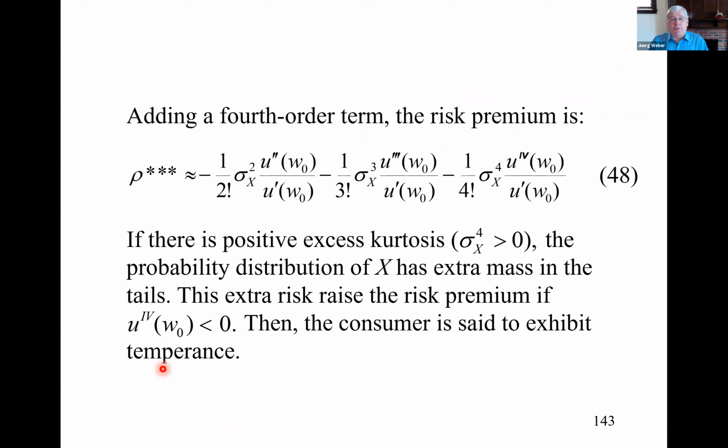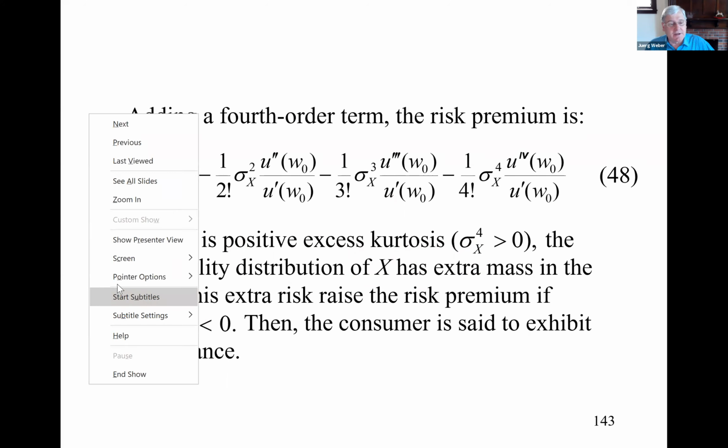Now you can go on, and you could add a fourth order term on the right side of the equation when you do the Taylor series expansion. The fourth derivative, this fourth moment, measures the so-called kurtosis. It measures whether you have extra mass in the tail, so whether your probability distribution has fat tails. Maybe we draw one.